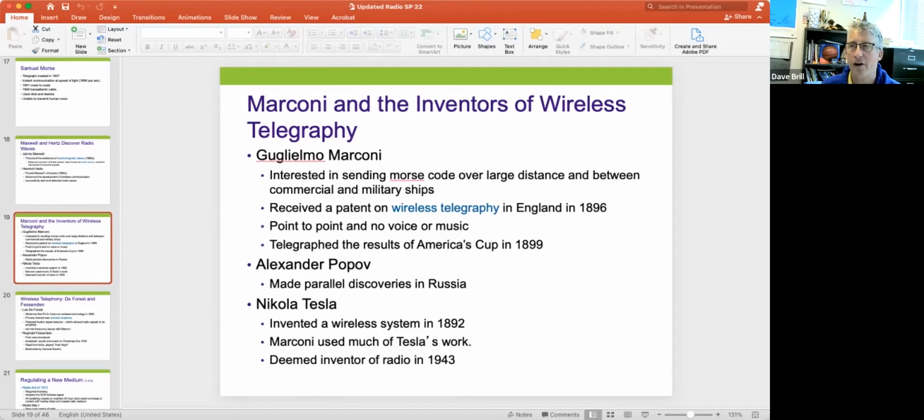Alexander Popov made parallel discoveries in Russia at the same time. And then you have Nikola Tesla, who invented a wireless system in 1892. Marconi used much of Tesla's work. And what's interesting about Nikola Tesla is, depending on the textbook, some textbooks don't even mention Tesla's inventions, because Marconi, for decades, was credited with being the quote unquote father of radio, if you will. And it wound up actually being Nikola Tesla, because Marconi was using Tesla's work. And it wasn't until after Tesla died that he was deemed the official inventor of radio in 1943. So look that up, because it's very, very interesting. It's an interesting part of our history.